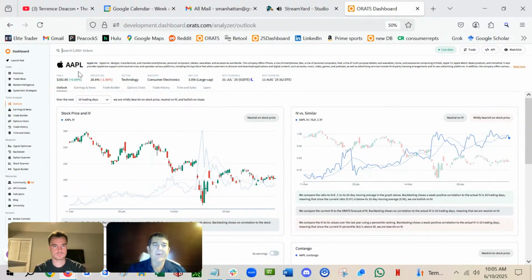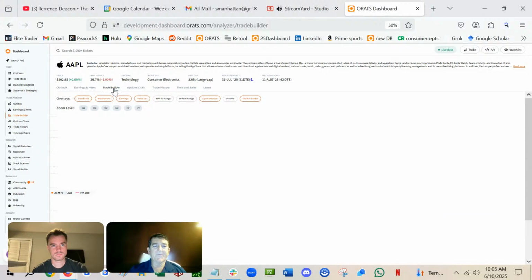So here I have Apple. This is our Outlook page. And our implied volatility, we look at implied volatility trends for our forecast. We also look at relative. This is the Apple implied volatility versus the XLK components. So Apple is high in that component relationship now versus history. So that's one of the things that we'll consider.